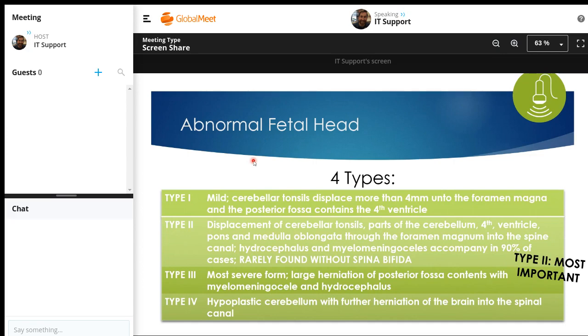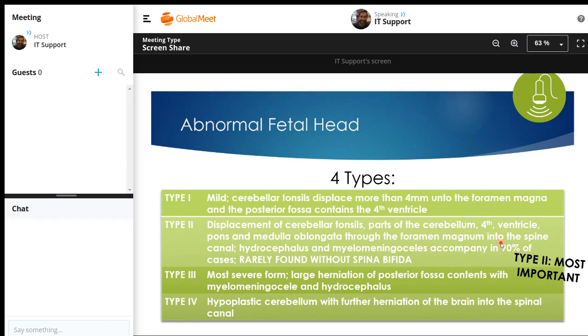So type 1, we have it's mild. So cerebellar tonsils displace more than 4 millimeters into the foramen magnum, and the posterior fossa contains the 4th ventricle. So type 2, displacement of cerebellar tonsils, parts of the cerebellum, 4th ventricle, pons and medulla oblongata through the foramen magnum into the spinal canal. Hydrocephalus and myelomeningocele accompany in 90% of cases. So myelomeningocele, aka spina bifida. So again, rarely found without spina bifida. Type 2.